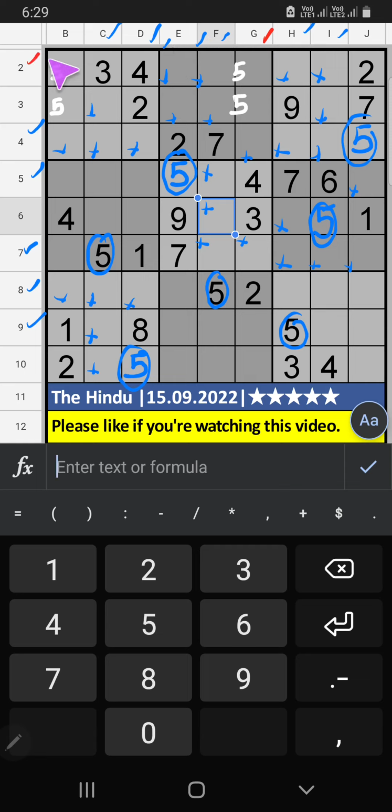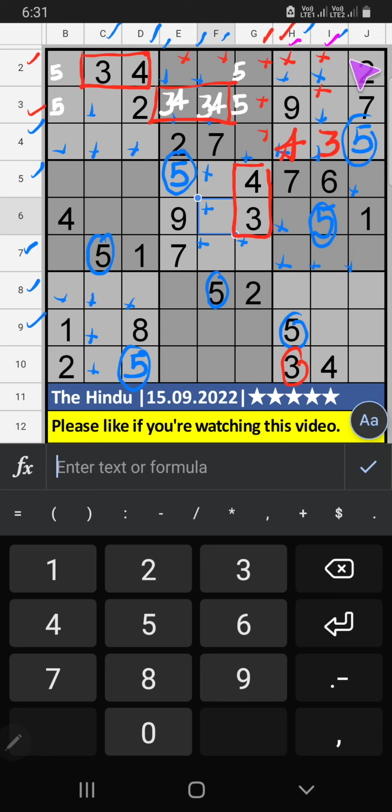Column G, 2nd row, we have pair numbers 3 and 4. So 3 and 4 can't come in these cells. It will come in one of the 2 cells. We will confirm later. Second row and 3rd row, we have pair numbers 3 and 4. So 3 and 4 can't come in these cells. It will come in one of the 2 cells. Column H, we have 3. So 3 can't come in the cell, 3 is confirmed here. Then 4 is here.